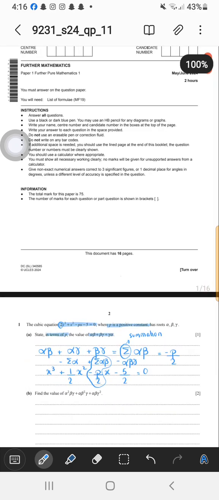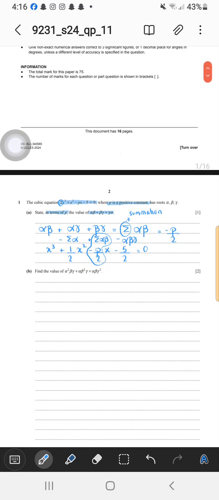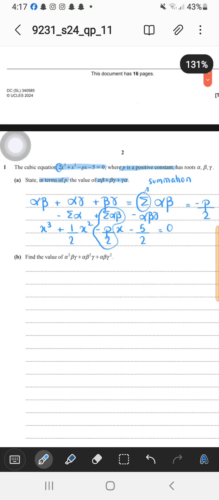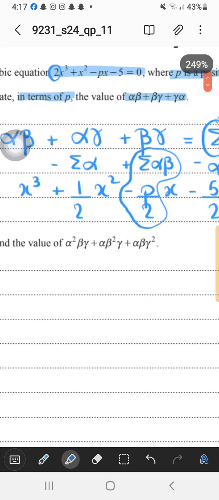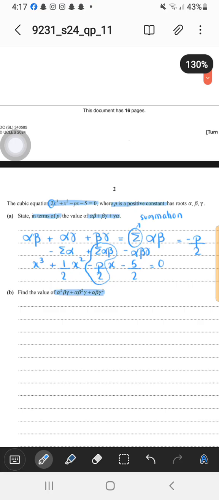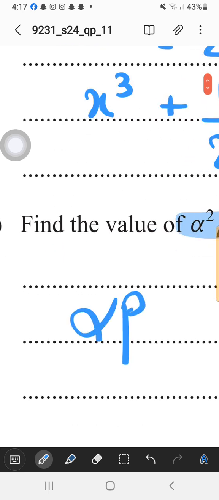Okay, so this is our answer. If we move to the next part, find the value of alpha square beta gamma plus alpha beta square gamma plus alpha beta gamma square. So we will simplify this, because we don't have any formula directly for this. We can simplify it by taking alpha beta gamma common.